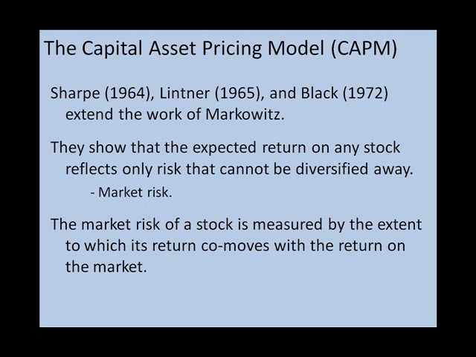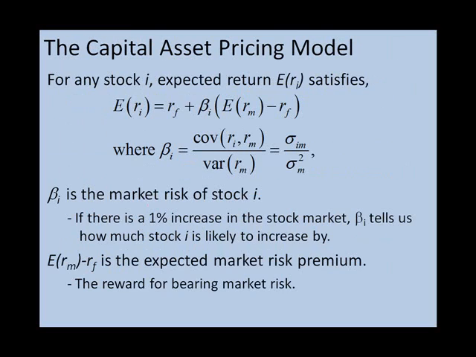Formally, we call the model of Sharpe, Lintner, and Black the capital asset pricing model, or the CAPM. For any stock, according to the CAPM, expected returns are equal to the risk-free rate plus beta i, which is the market risk for firm i, times the expected market risk premium. The beta, or the market risk for stock i, is measured as the covariance between the returns on stock i and returns on the market, divided by the variance of returns on the market.